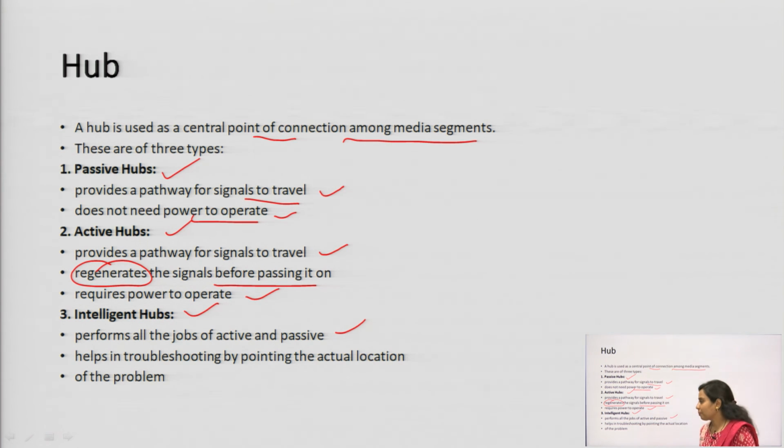with noise. Then the intelligent hub helps in troubleshooting by pointing to the actual location of the problem. So, it will see whatever problem is being generated in establishing the network, and it will remove it.